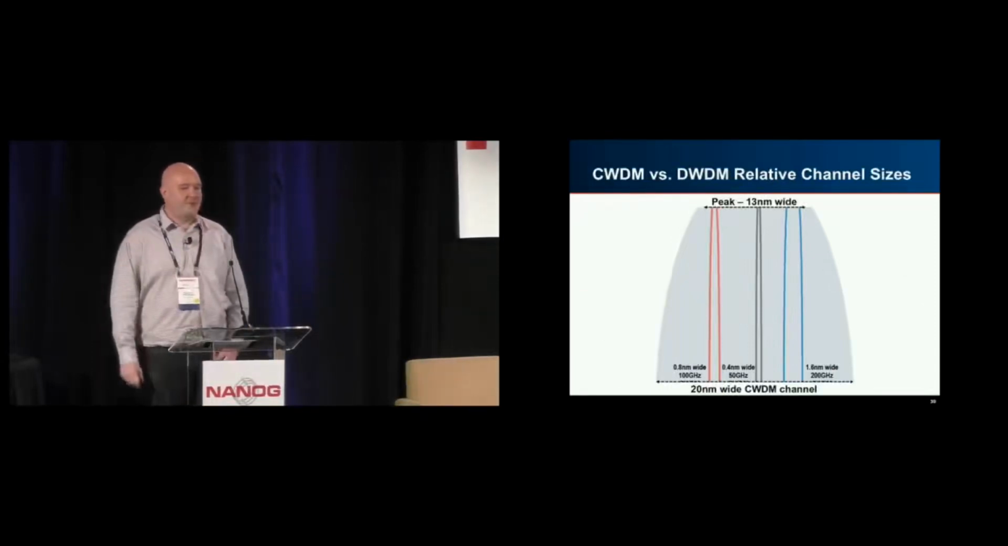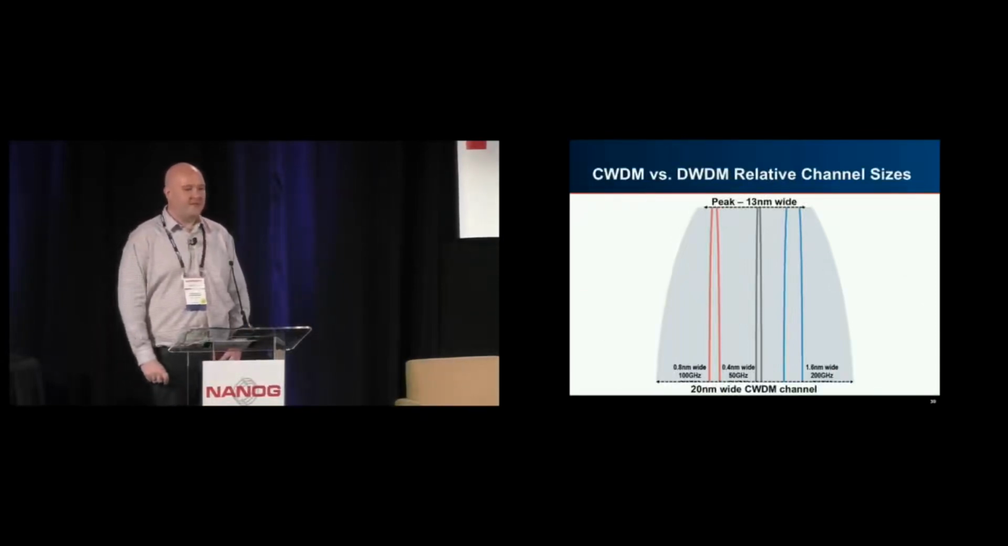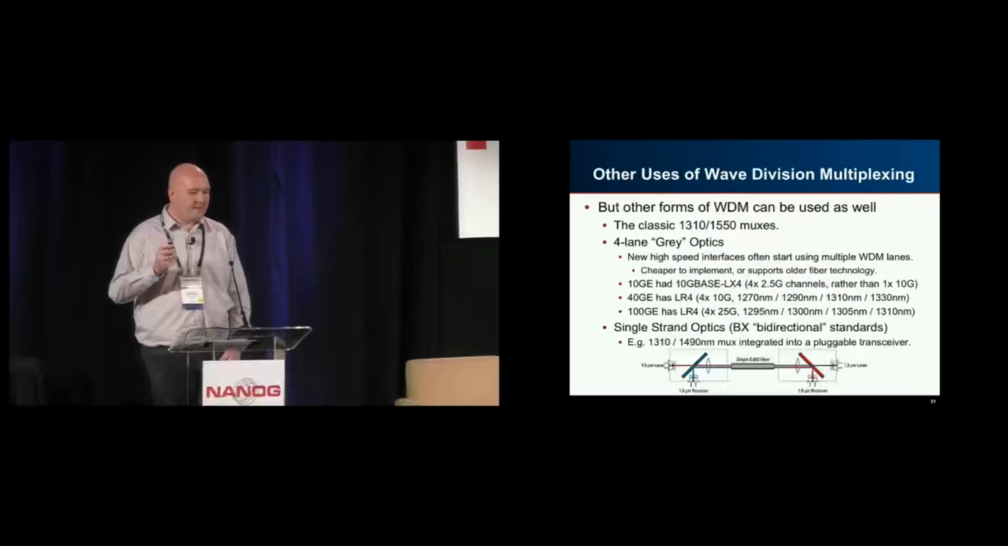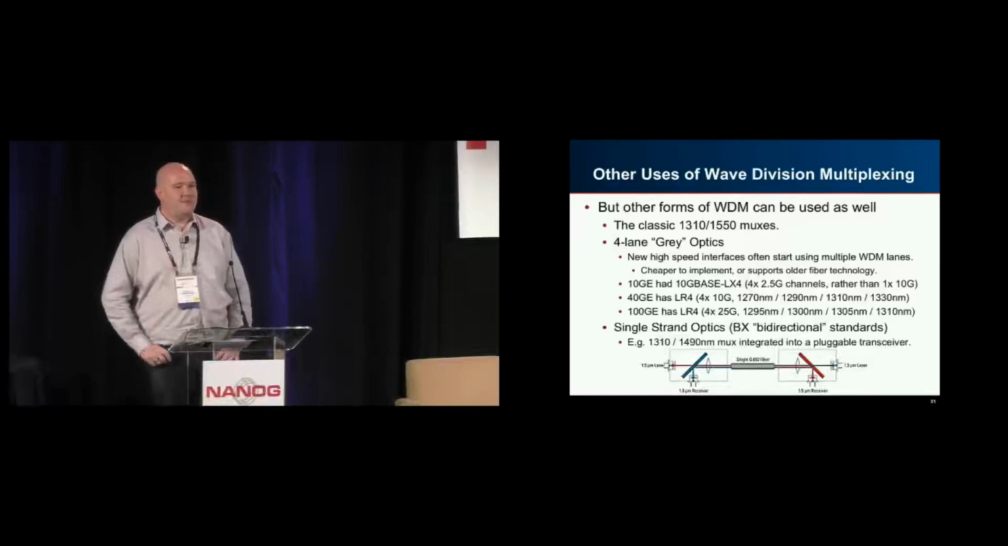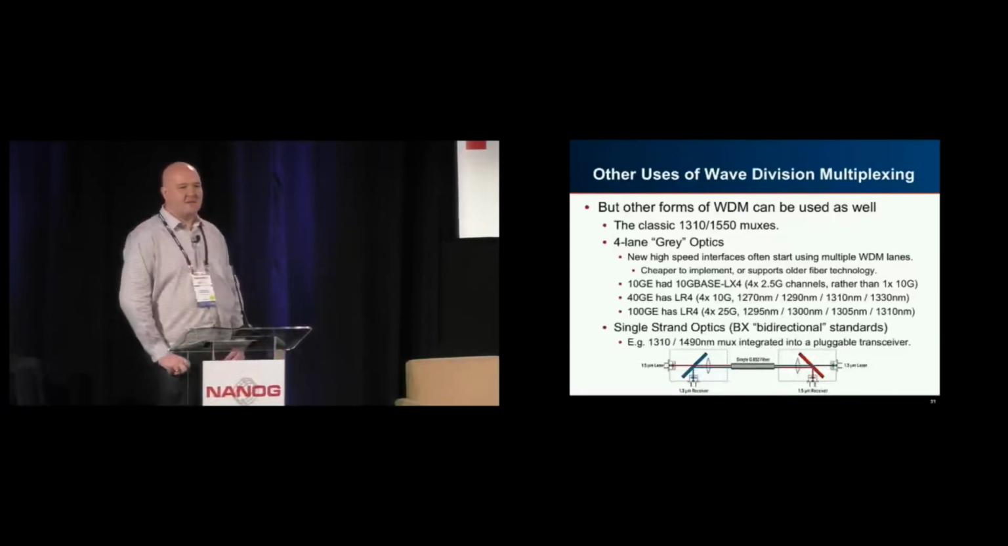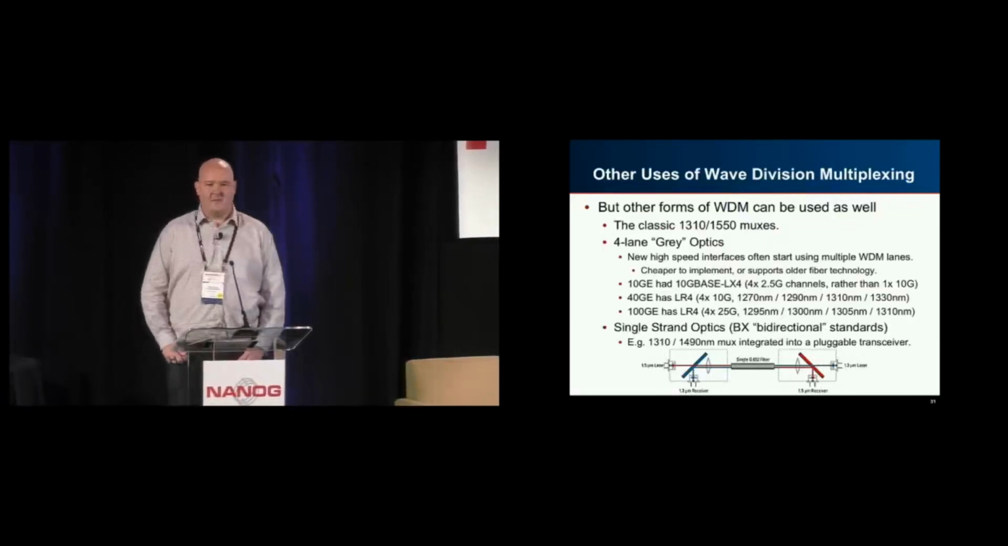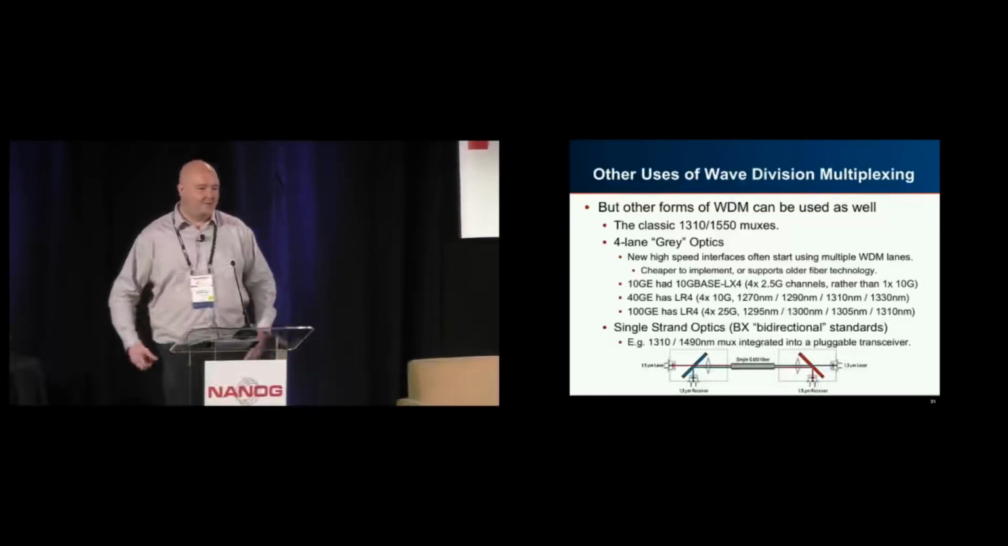So here's a little diagram showing the relative differences in size between the channels, and you can see here how wide a classic CWDM channel is. So like I said, there's a bunch of other definitions of it too. Some other things that you'll see used for WDM: there's a classic 1310, 1550 mux. So you just take your two different bands and put them together over the same fiber. So it might let you use an LR and an ER optic together on the same fiber.